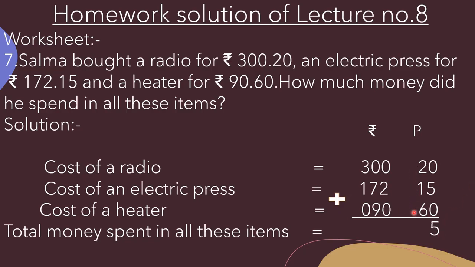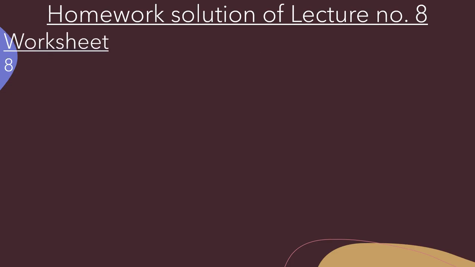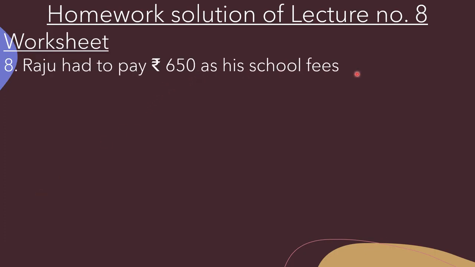2 plus 1, 3. 3 plus 6, 9. Now 2 plus 0, 2. 2 plus 0, 2. So here we will write 2. 0 plus 7, 7. 7 plus 9, 16. So here we will write 6 and 1 will be carry over. Okay. Now 3 plus 1, 4. 4 plus 1, 5. And 5 plus 0, 5. So here we will write 5. Now we have to write the answer, that is equal to rupees 562.95. Understood?